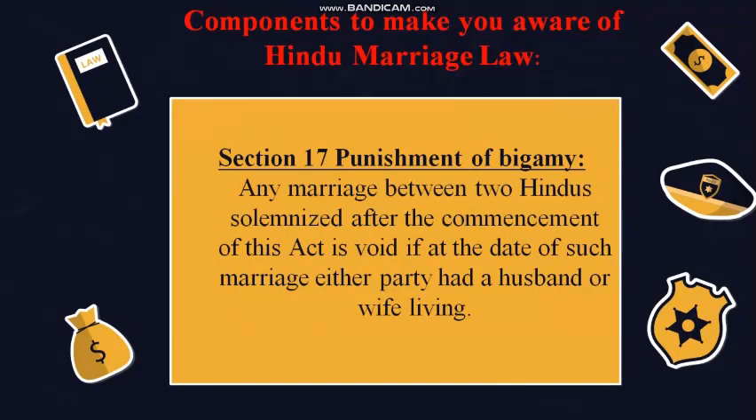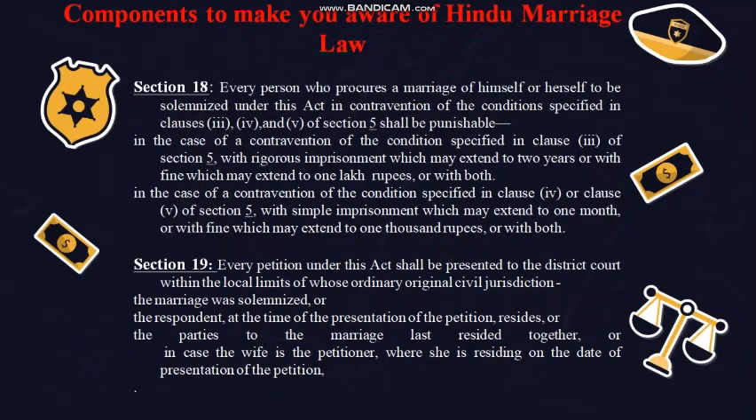And Section 17 says about punishment of bigamy. Any marriage between two Hindus solemnized after the commencement of this Act is void if at the date of such marriage either party had a husband or wife living. And Section 18 says every person who procures a marriage of himself or herself to be solemnized under this Act in contravention of the conditions specified in clauses 3rd, 4th, 5th of Section 5 shall be punishable.